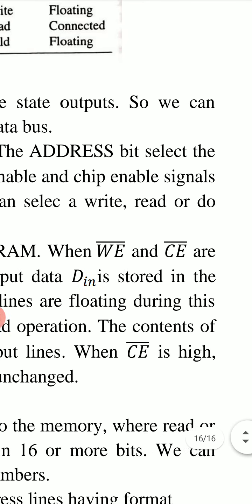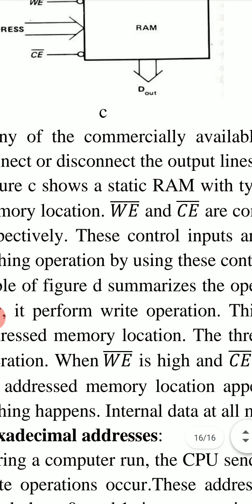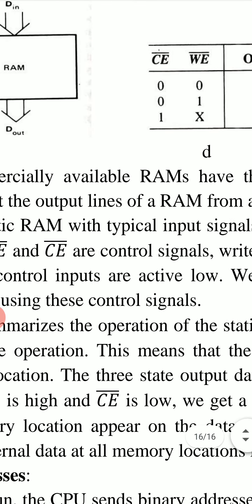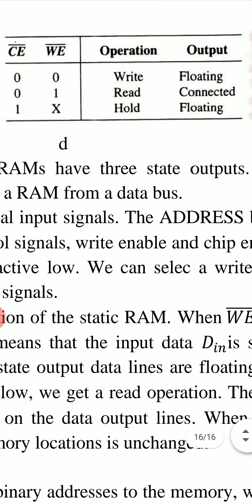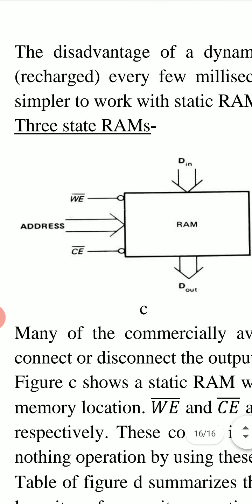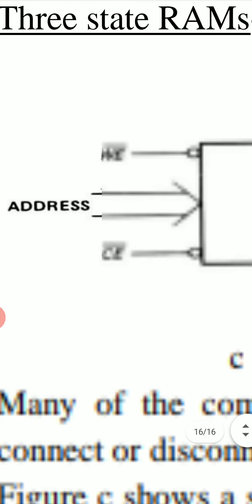The address bits select the memory location. WE bar and CE bar are control signals, the write enable and chip enable signals. WE bar is the write enable signal and CE bar is the chip enable signal.